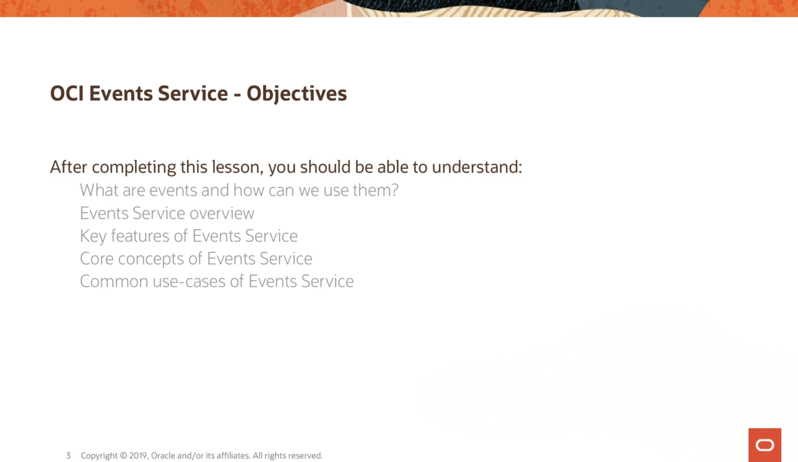We will look at the OCI event service, start with an overview. I'm going to discuss the key features of the event service, what are some of the core concepts, what are events, rules and actions, etc. And I'm going to talk about common use cases. We'll look at one of those use cases in detail, and I'll also give a demo of how to use the OCI event service in conjunction with other OCI services.